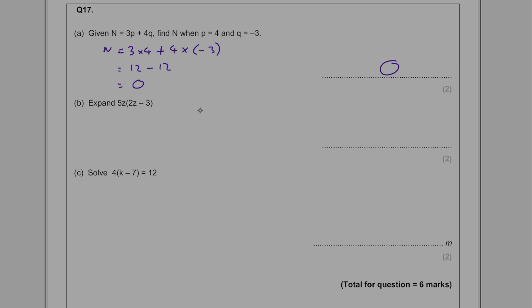Part B, expand. So I'm going to include my construction lines in a different color just because it's going to slightly overlap the question above. So 2z times 5z would give us 10z squared. And then 5z times minus 3 would give us minus 15z. And we can't simplify that because the terms have different powers. So that's just 10z squared minus 15z.